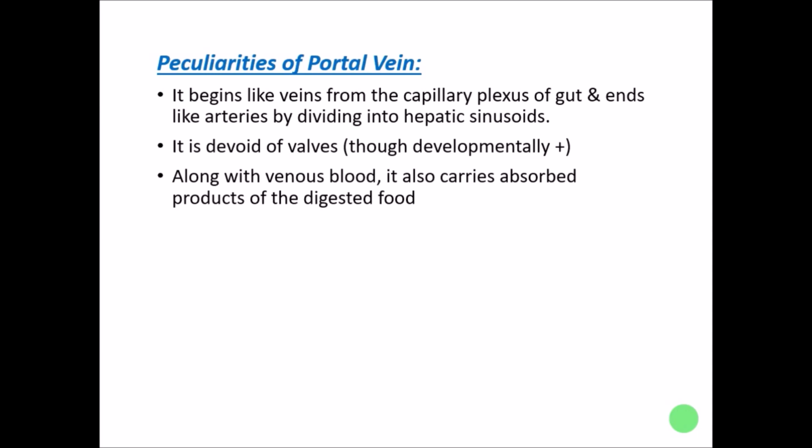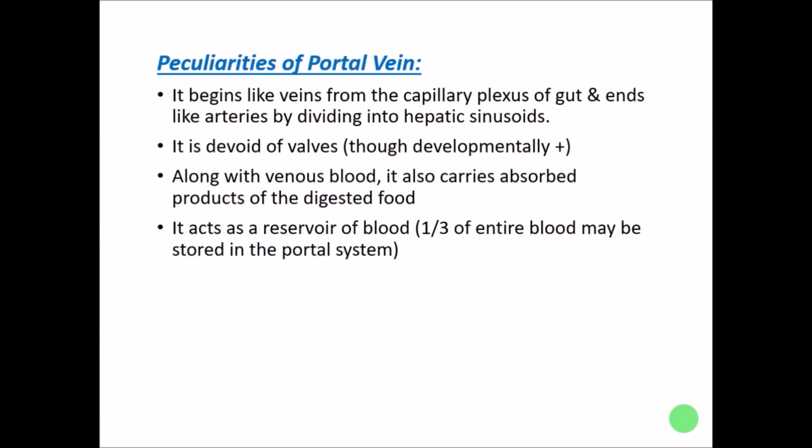So here the portal vein, along with the deoxygenated blood, also carries nutrients which are absorbed mainly from the small intestine. It also acts as a reservoir of blood. Almost one third of the entire blood may be stored in the portal system. As you know, the portal vein mainly comes from the abdomen, mainly from the intestine, and the intestines are highly vascular regions because they have to absorb all the nutrition from the small intestine and pump it into the portal vein. So they are highly vascular, and a lot of vessels are there.